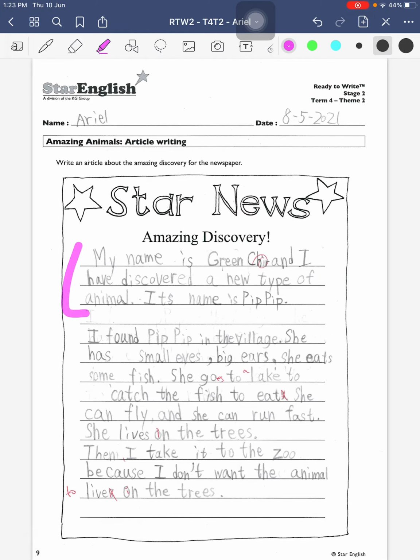You were using paragraphs, which is really good. You were leaving space between words as well. And also, you were using some vocabulary from the book, which was good as well.